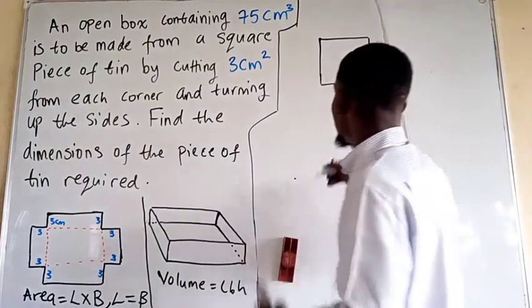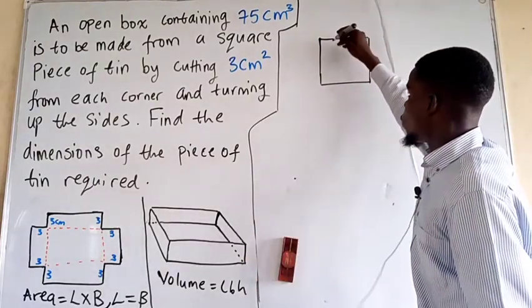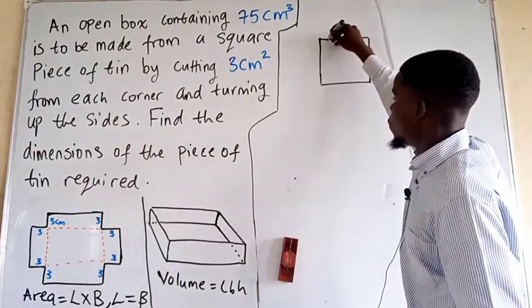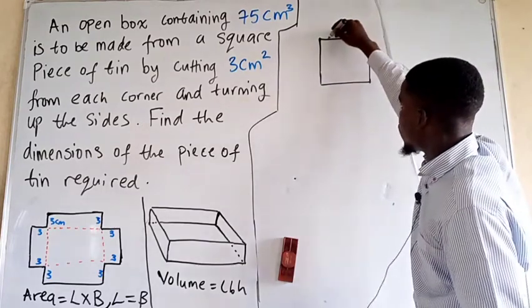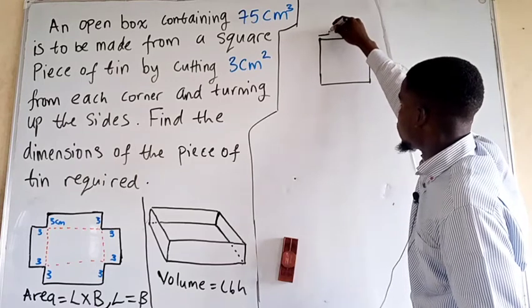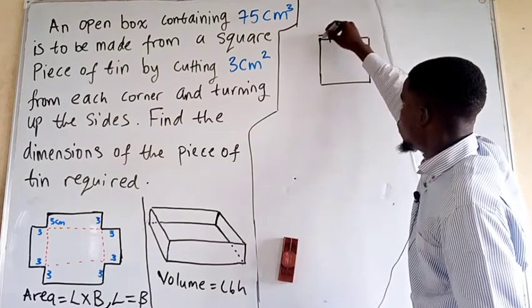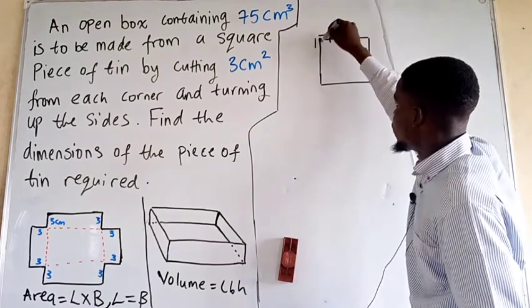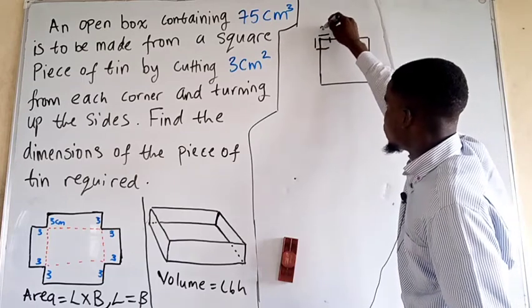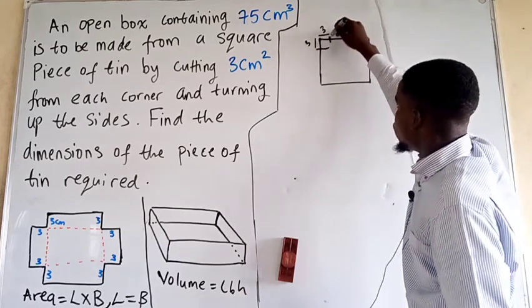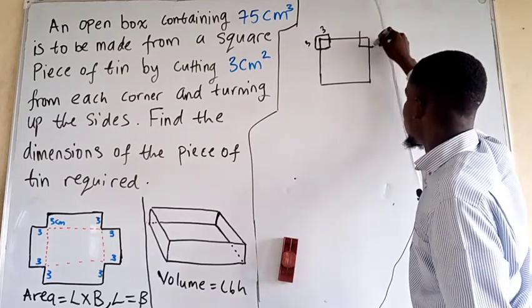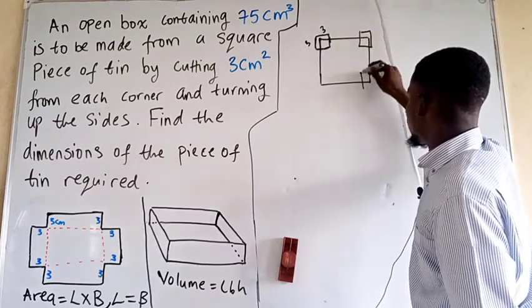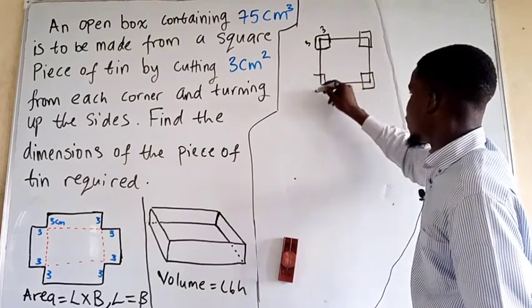So this is what I mean. When we have the piece of tin, you cut off 3 cm square from the corner. That is, you come to this corner, you measure from here to here 3 cm, you cut it off. You measure from here to here 3 cm, you also cut it off. So this is 3 and this is 3. So you cut off this part. You do the same thing to each of the corners, cutting off this and cutting off that.